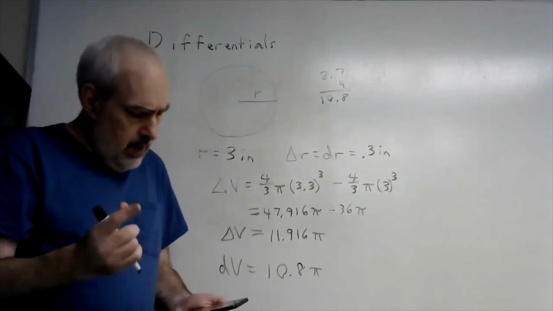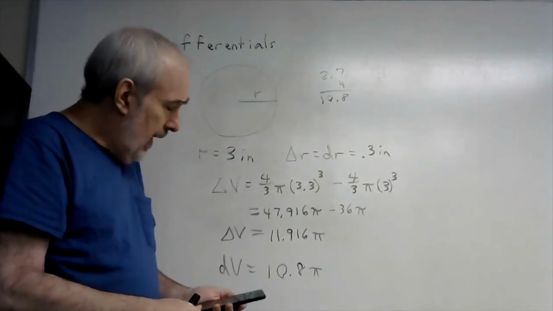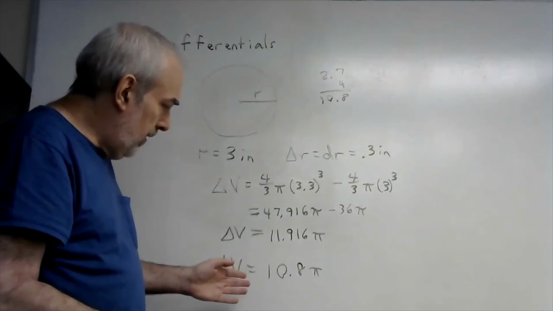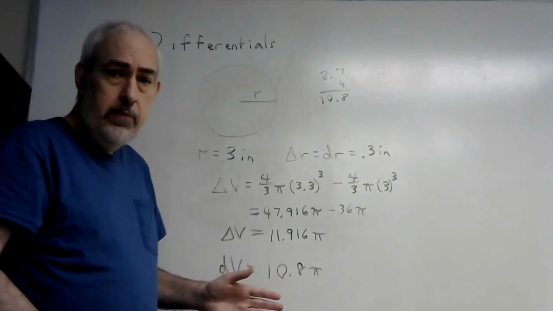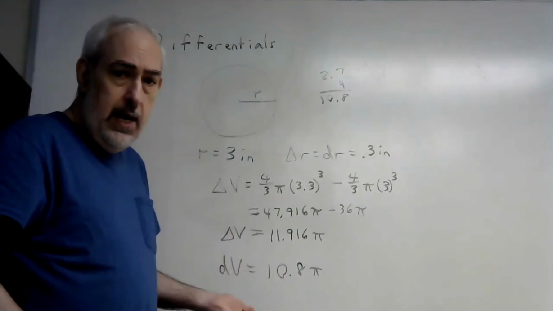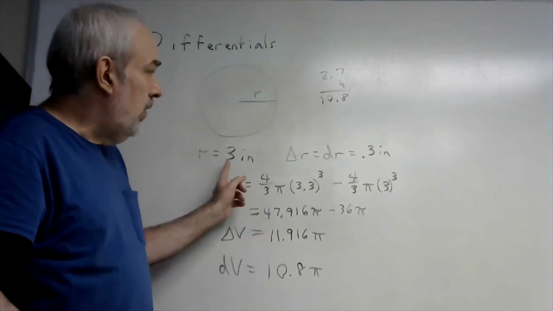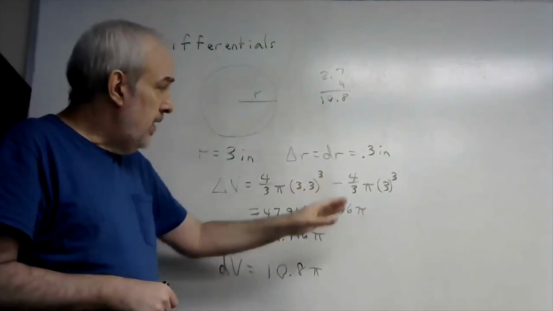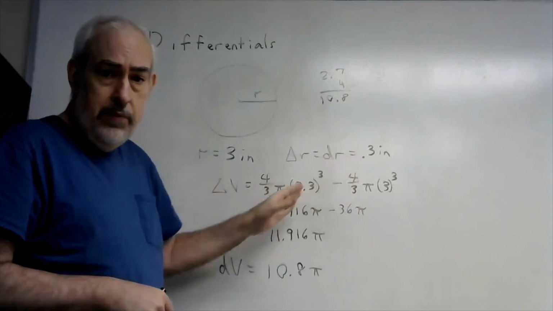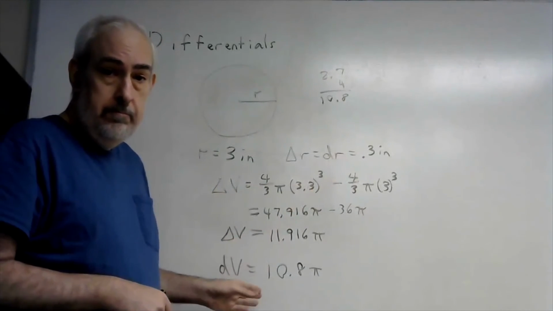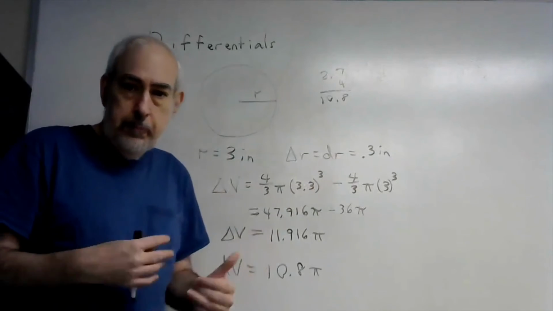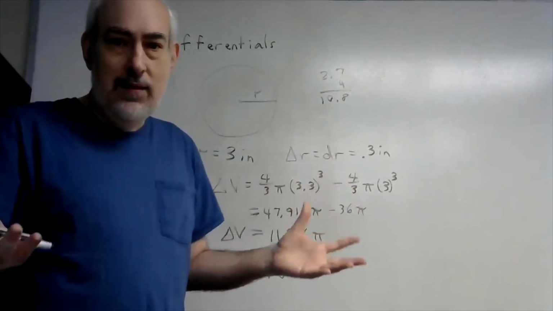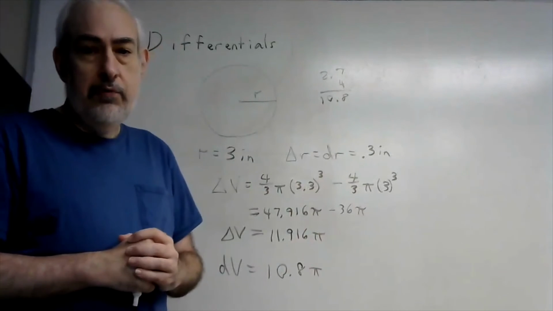Pretty close. Now it's not as close as maybe you'd like. This is about a 10% error. But the reason for the big error was because this was growing from 3 to 3.3, which is a pretty big growth. If I had made this smaller, these would have been a lot closer. Okay?